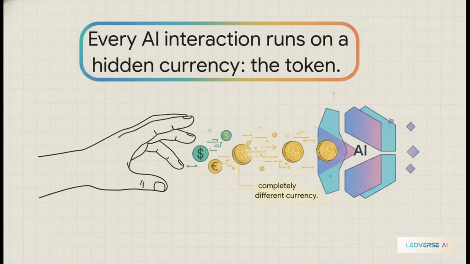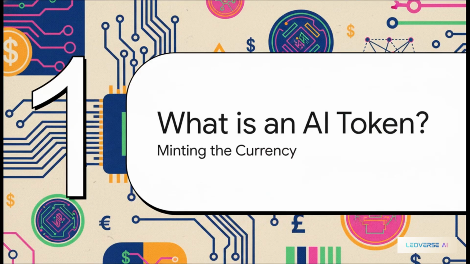Well, here's the secret. You're not just paying for how long you use it or how many questions you ask. You're operating in a totally different economy, one that's based on an invisible currency. And that currency is the token. Understanding tokens is, without a doubt, the key to getting a handle on your AI costs and, honestly, its performance too.